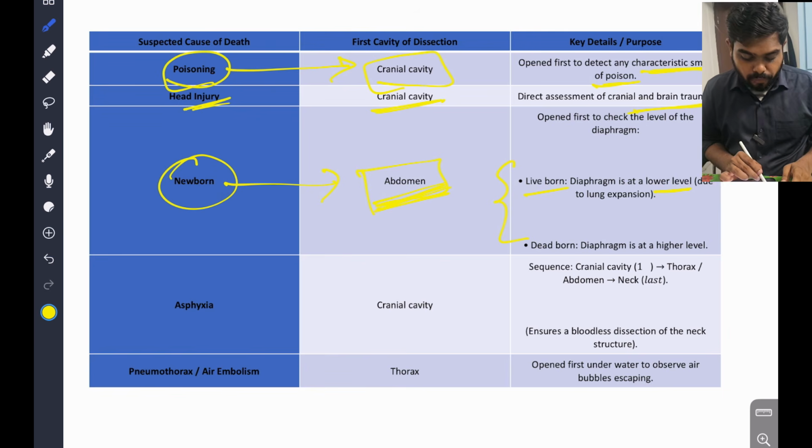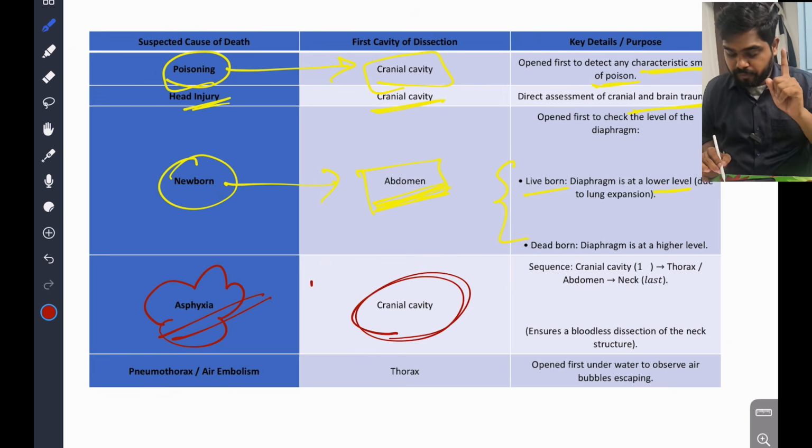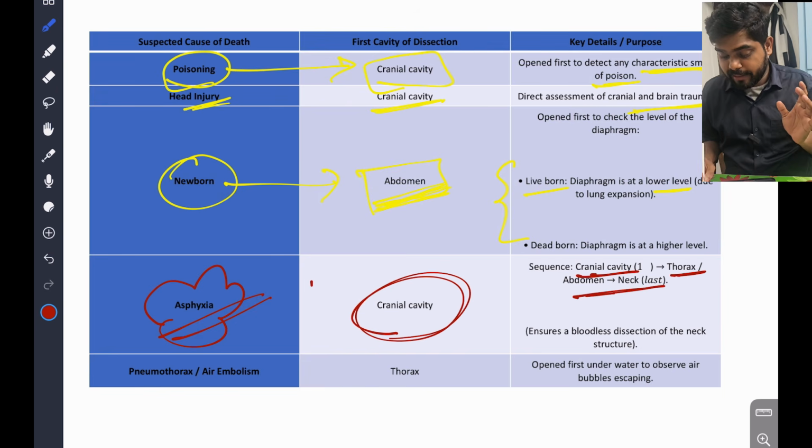In case of asphyxia, the cranial cavity is opened first. Here there is a sequence: cranial cavity, thorax, and abdomen, and the neck is the last. The neck is the last, because this ensures a bloodless dissection of the neck structures.